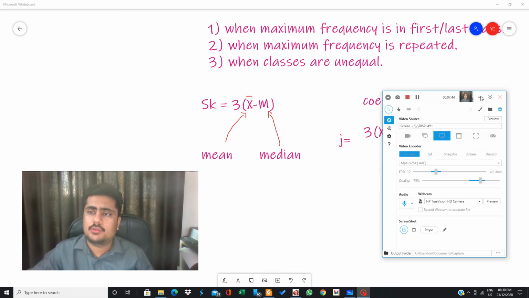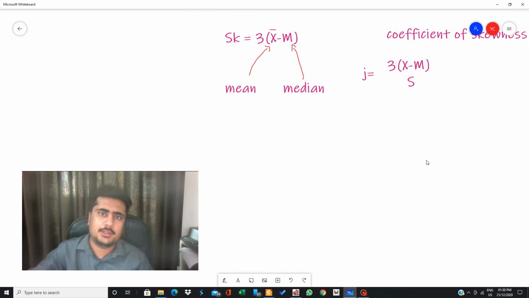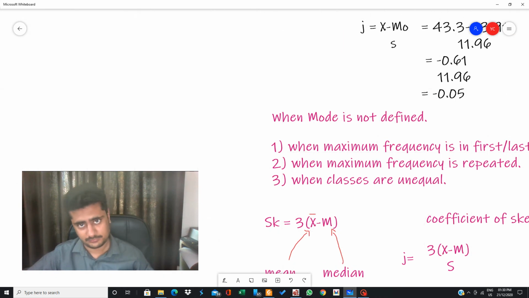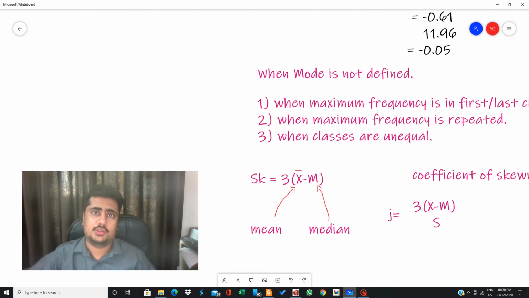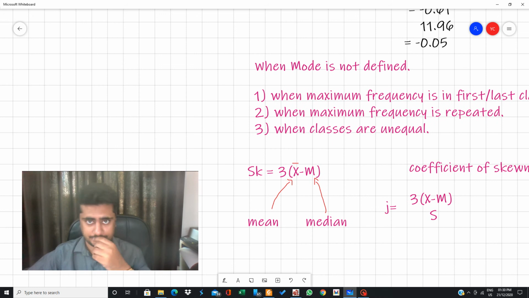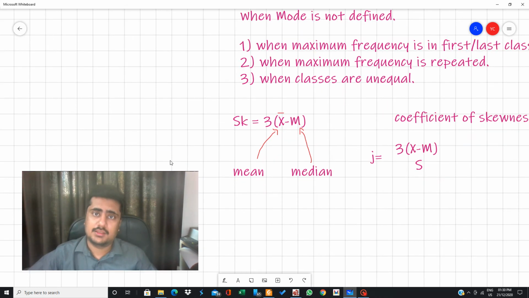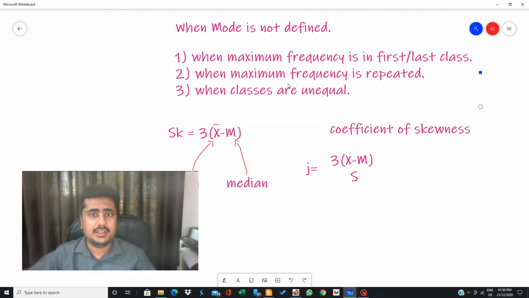Yes. So now maybe this particular formula is a bit difficult for you because you have to read the question. From the question you have to judge whether mode is defined or not defined. If mode is not defined, then you have to use the formula. So there are, you can say, two ways in a question, whether to use the first one or whether to use the second one. Any one condition from these three should hit to use this particular formula, that is 3 into mean minus median.